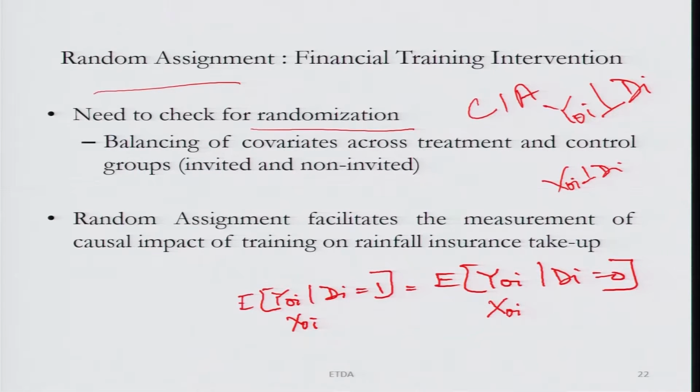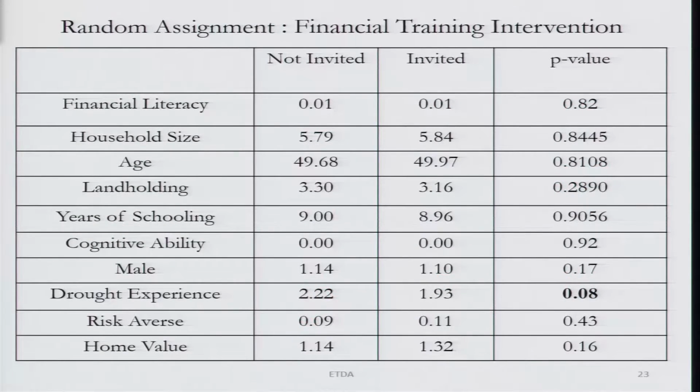So, random assignment facilitates the measurement of the causal impact of training on rainfall insurance take up. Because if the random assignment holds, only then can you drive the selection bias to 0. In the next table, we have the average characteristics across the treatment and the control group in terms of the financial literacy intervention only. Remember we have 6 other interventions, but right now we are only focusing on the financial literacy intervention.